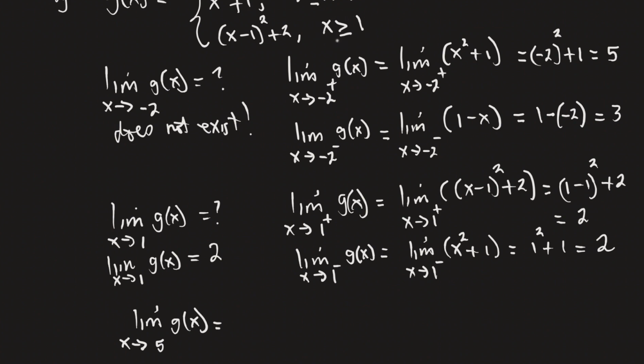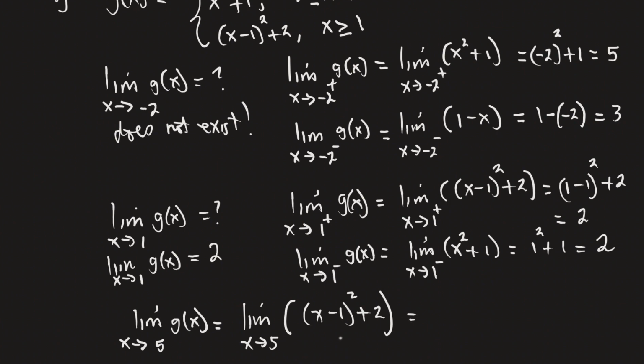So whether you're coming from the left or coming from the right, as you approach 5, you're going to be using this piece of the function, the x minus 1 quantity squared plus 2. So there's no need to split this up, right? Because the function doesn't change form at x equals 5. It doesn't change from one piece to the next. It's essentially one piece of the function. So this is the limit as x approaches 5 of the quantity x minus 1 squared plus 2.